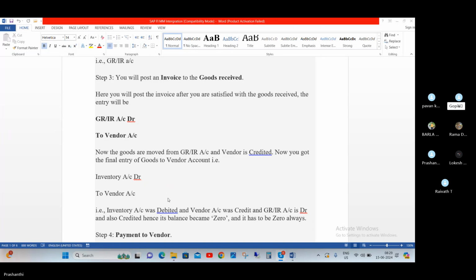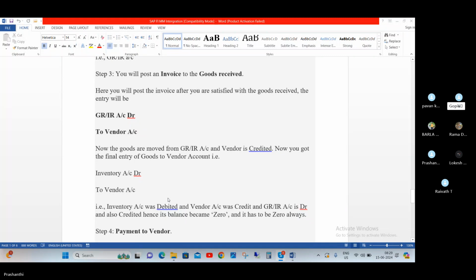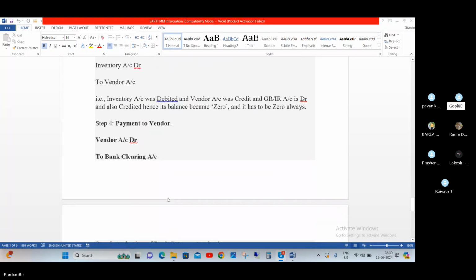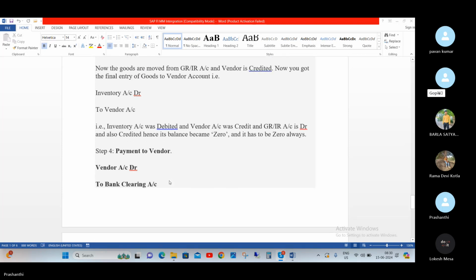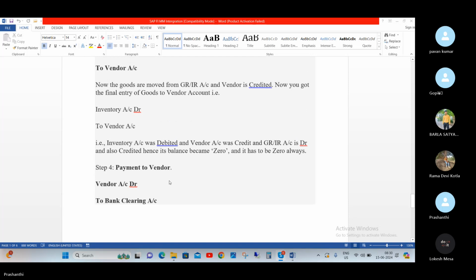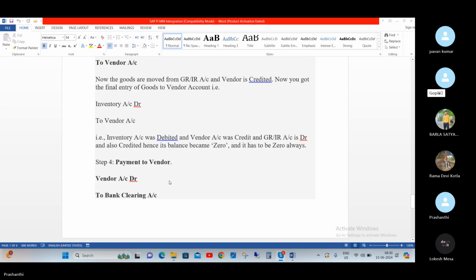Finally, the entry will be like this: the inventory account is debit and the vendor account is credit, and GRIR is debited and also credited. The balance becomes zero, right? It has to be zero always, so it will be nullified. GRIR will be nullified, so the direct entry comes into the picture. Got it?